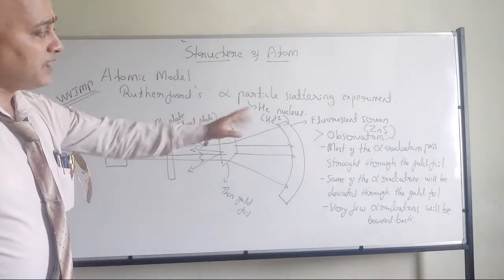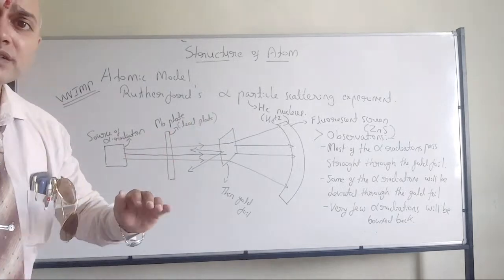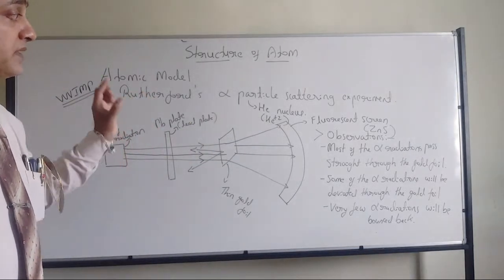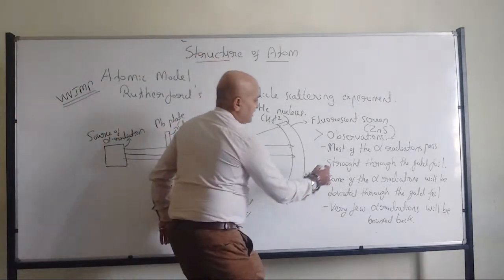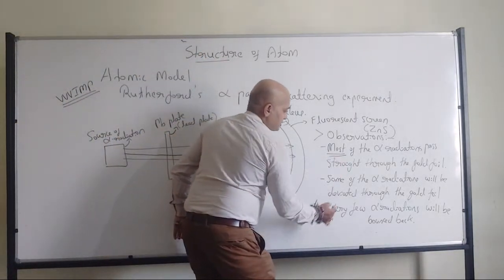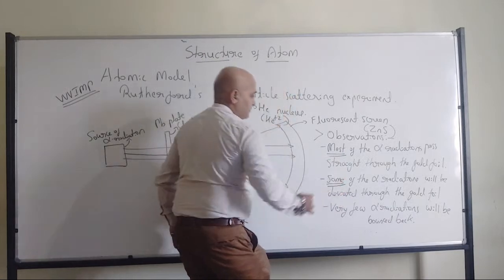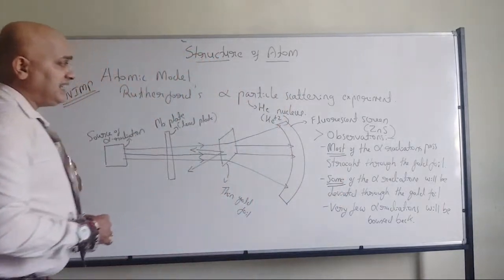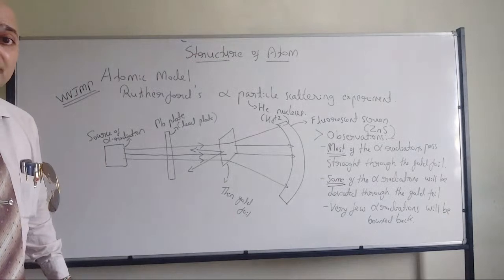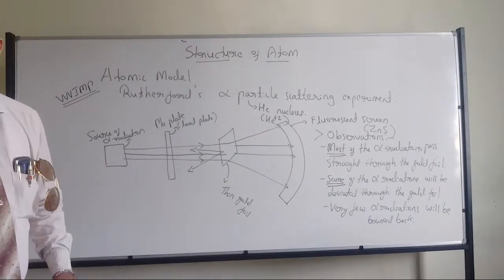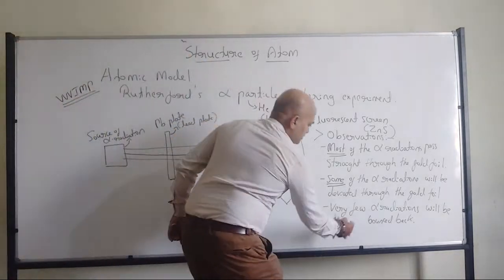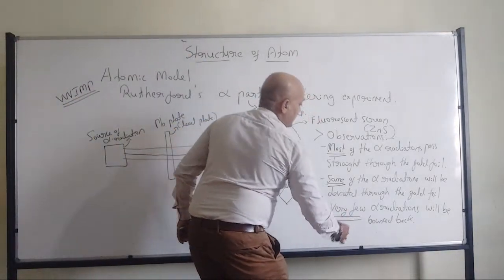So most of the alpha radiations will pass straight through the gold foil. Now, the most important words are here. I have written most. Then I have used the word some. Some of the alpha radiations will be deviated or deflected when passed through the gold foil. And the last one I have mentioned, very few.